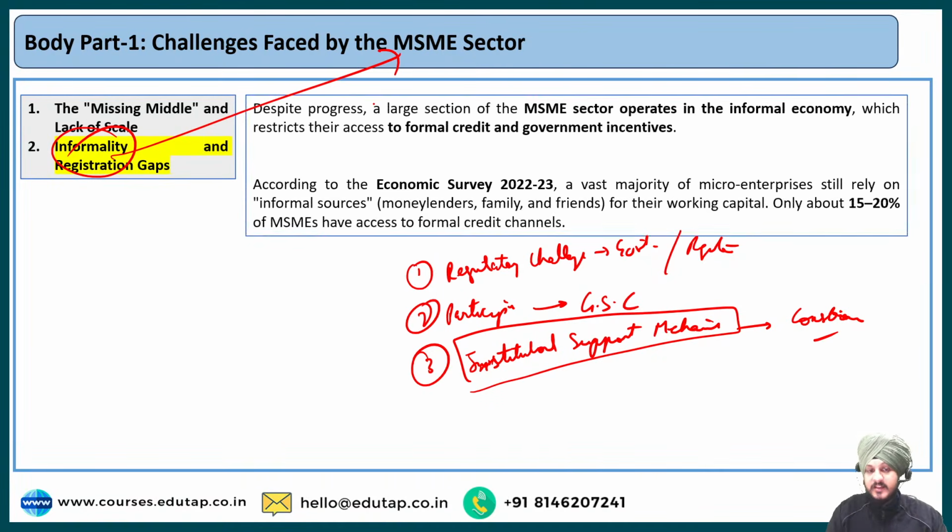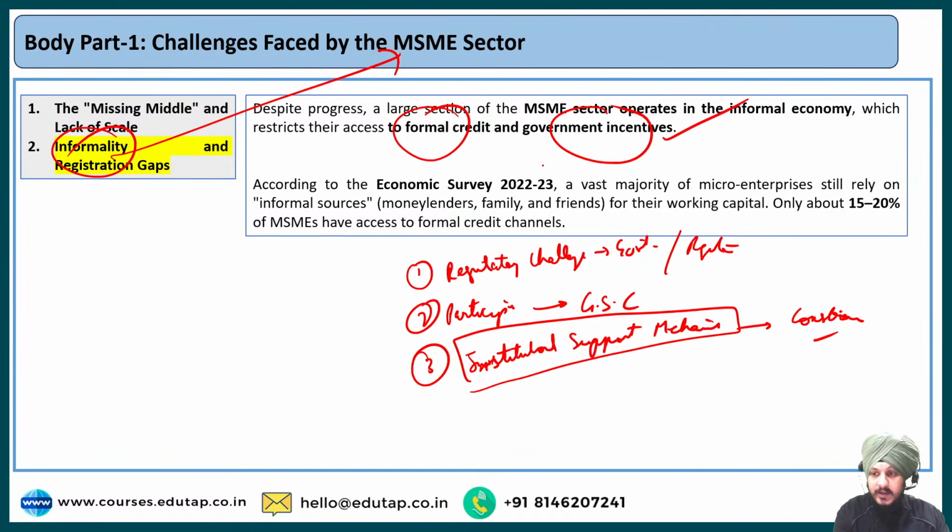So the economic survey says that despite progress, a large section of the MSME sector operates in the informal economy, which restricts their access to formal credit and government incentives also, because the government is not able to identify which MSME should be provided what type of incentive. And if the government does not have complete knowledge about the entire database, it also creates hurdles for the government too in order to formulate different types of policies, right? So that itself is a challenge.